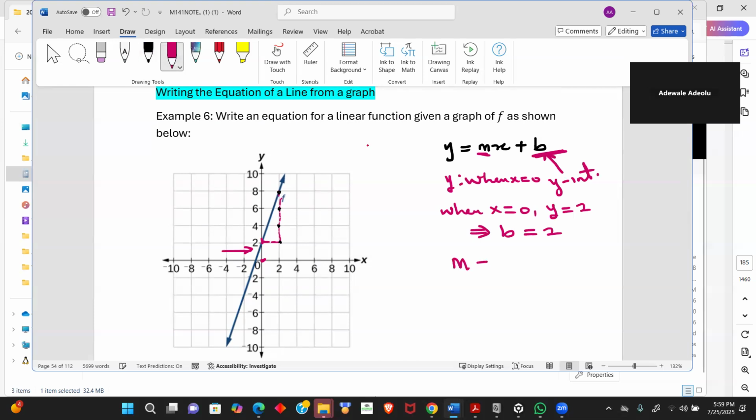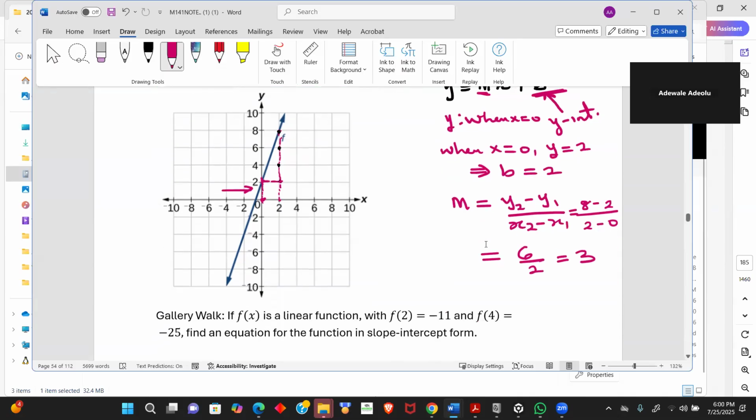You can say slope is change in y, y2 minus y1 over x2 minus x1. So my y2 is 8 minus y1, the starting point here, is 2, divided by x2 minus x1. This is my x2, this is my x1. So that is 2 minus 0. x2 is 2, x1 is 0. So that is 6 divided by 2, and the answer is 3.